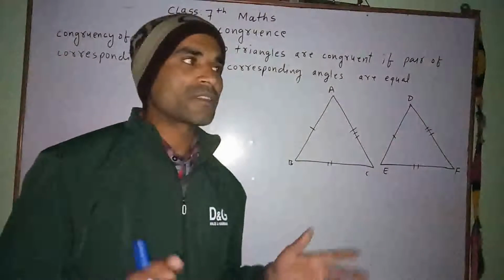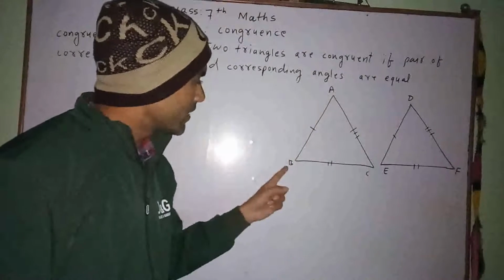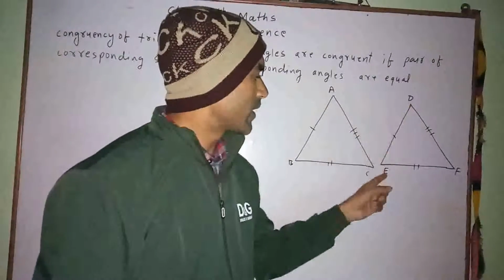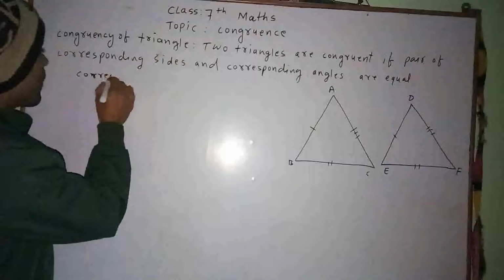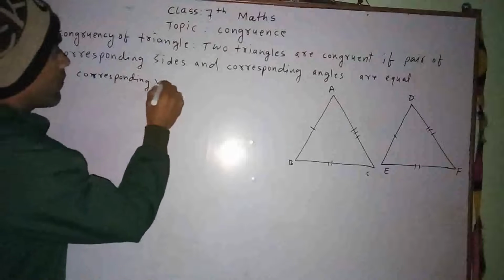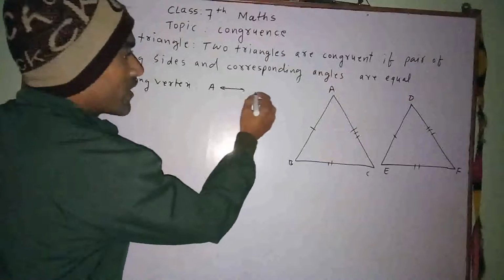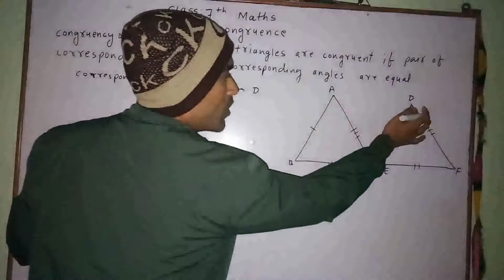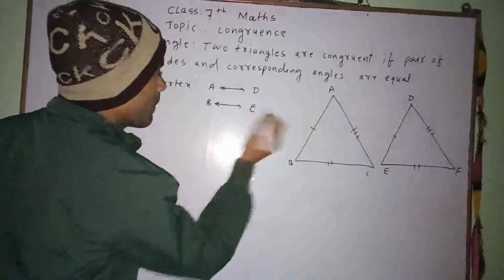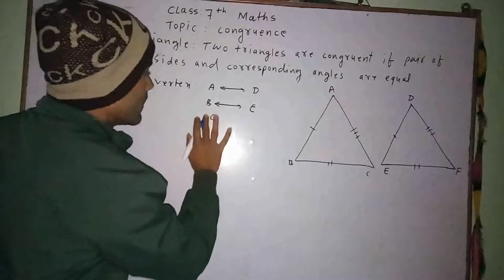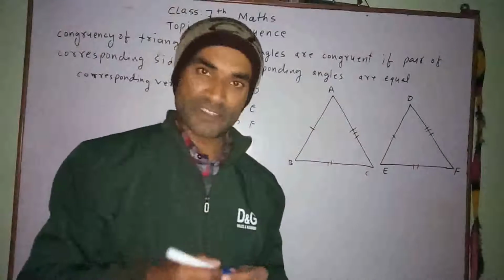Let me first explain what corresponding sides and corresponding angles are. In triangle ABC we have vertex A, vertex B, vertex C, and in this triangle vertex D, vertex E, and vertex F. So corresponding vertices: in triangle ABC, vertex A corresponds to vertex D, vertex B corresponds to vertex E, and vertex C corresponds to vertex F. These are called corresponding vertices of two triangles.